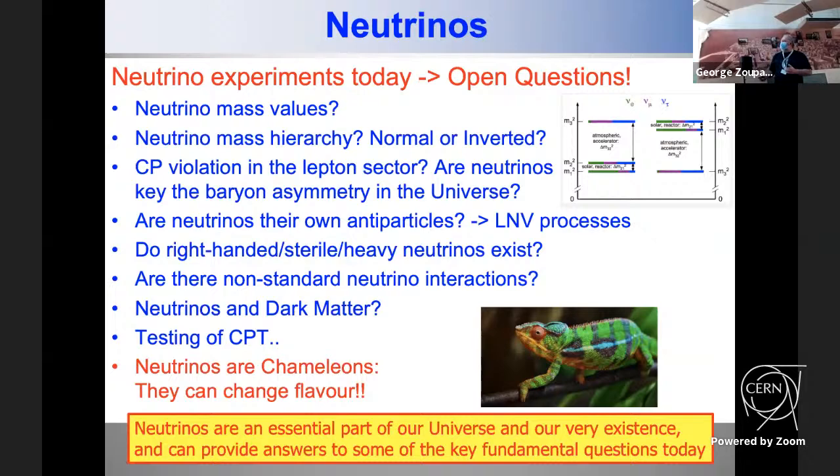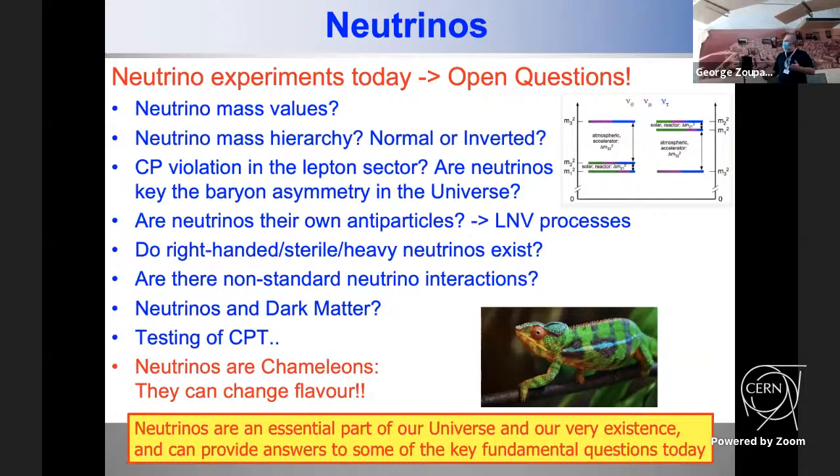Do right-handed neutrinos exist? We haven't seen them yet. That's different from saying that they don't exist. We haven't seen them. They could exist because they are much weaker interacting even than the neutrinos we have now, because they don't interact even weakly, but they could only be seen through mixing with the neutrinos which we know, the three neutrinos we are familiar with.